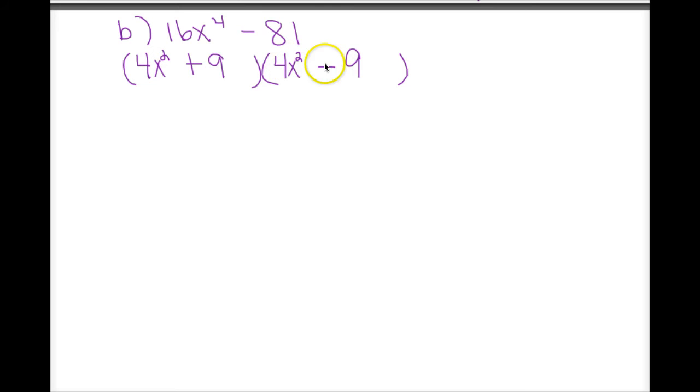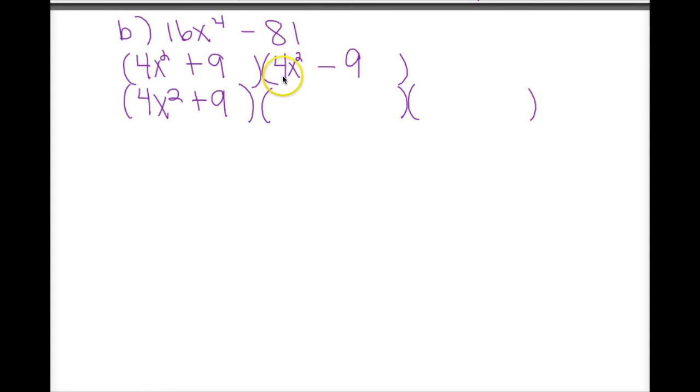So now I look over here. I need to consider difference of squares or difference of cubes. So I look, do they both have perfect square roots? 4 does, x squared does, 9 does. So this, from a difference of squares, is also a difference of squares. There's no such thing as a sum of squares, so this guy stays.